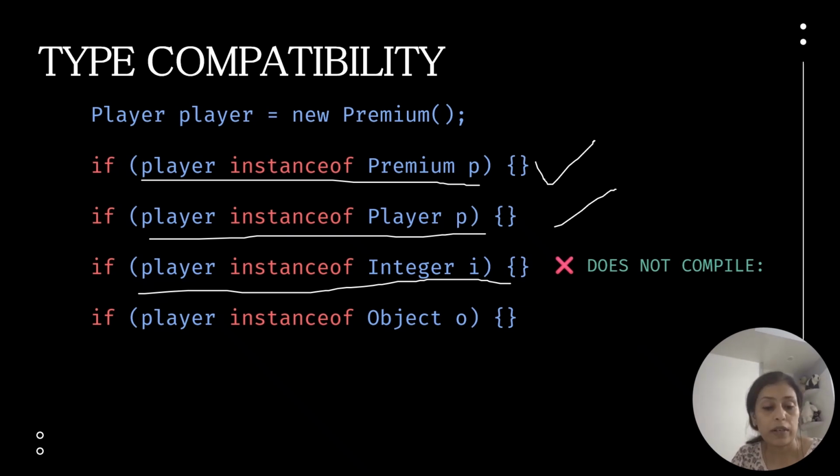The last one, player instance of object O. Now object is a universal parent. Compiler can't refuse it. But it doesn't add much value because it always returns true unless this O is null.